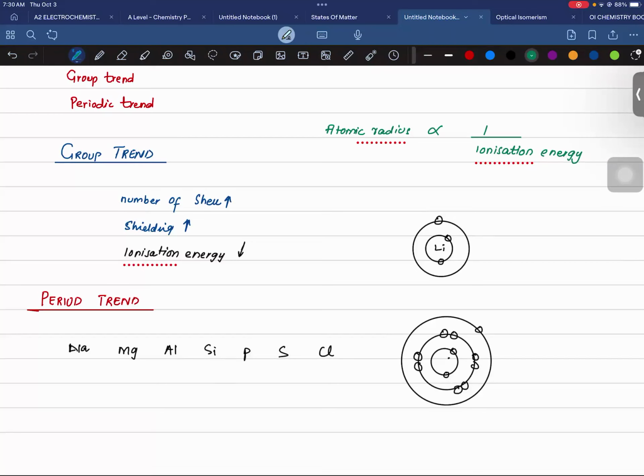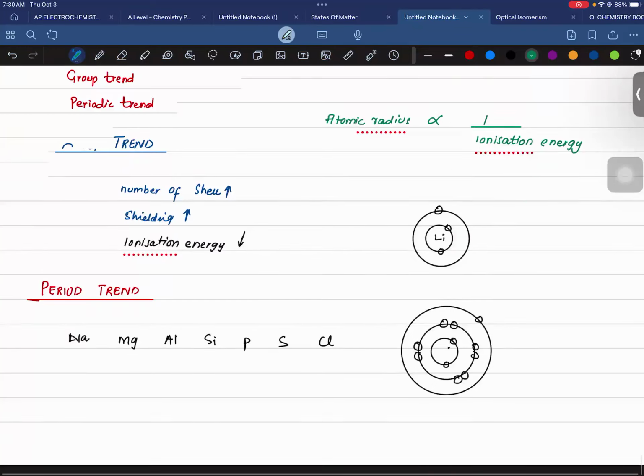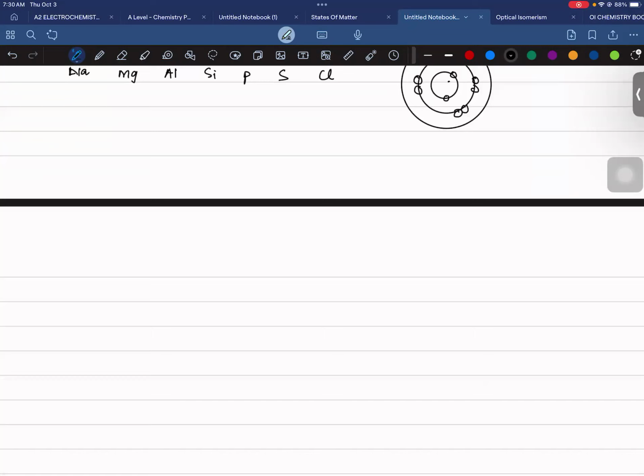Remember, when anything increases down the group, it would be opposite across the period. This is the hint for you guys, okay? When anything increases down the group, it would be decreasing across the period. So let me explain why the size is going to decrease.